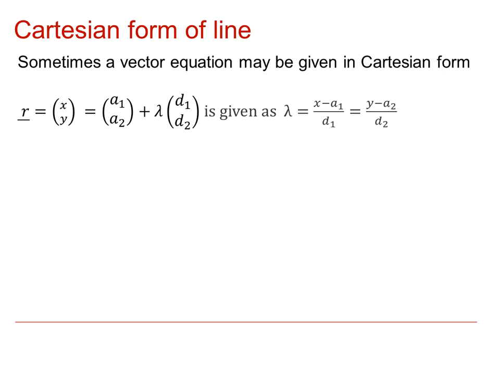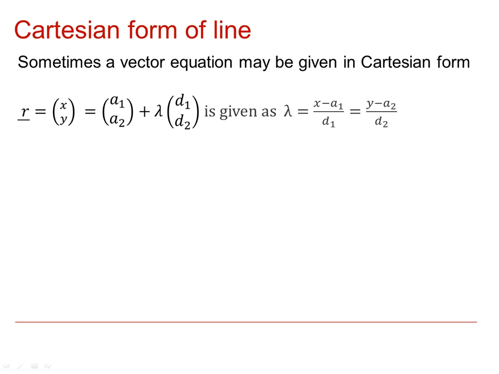Well, the vector equation that we've looked at in two dimensions, r is equal to (x, y) is equal to (a1, a2) plus lambda (d1, d2). In other words, a point on the line and a direction. If you think about that, we can rearrange the equation.